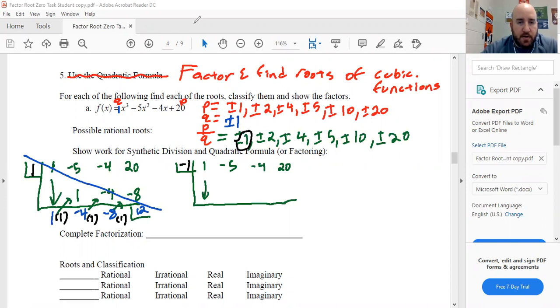So we drop the 1. Drop the 1. All right.